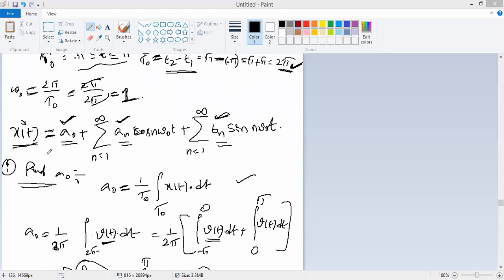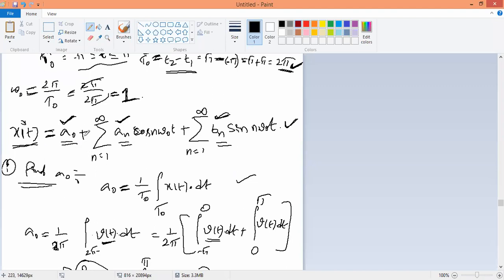The Fourier series of x of t in trigonometric form is a naught plus summation n equal 1 to infinity a n cos n omega naught t plus summation n equal 1 to infinity b n sin n omega naught t. It is the Fourier series of x of t in trigonometric form.